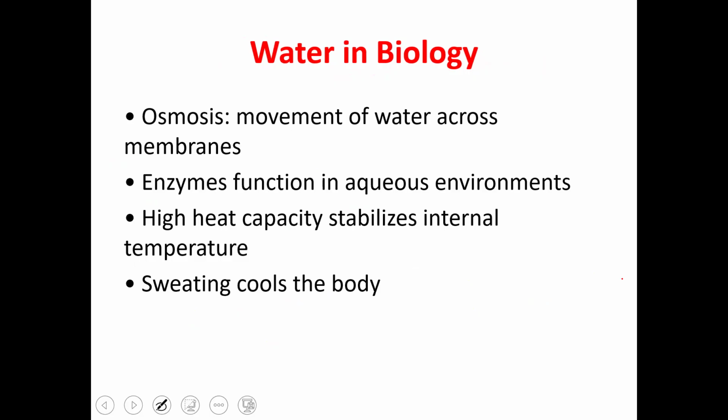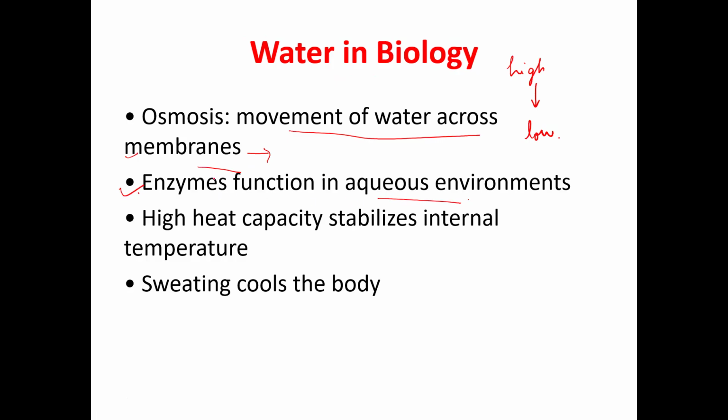Now, water environment, like osmosis. We already discussed these processes like diffusion and osmosis. Osmosis is the movement of water from a high to a low region through the help of a membrane. The membrane may be semi-permeable or permeable. Come on, the enzymes. Enzymes function in an aqueous environment. So every enzyme in the body needs some fluid. It needs an aqueous environment.